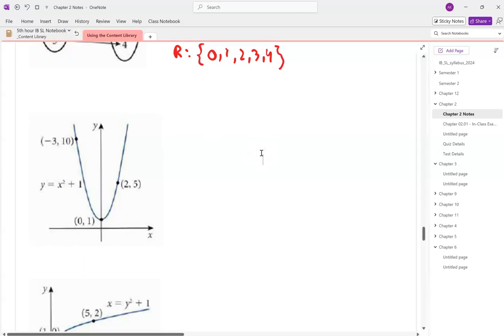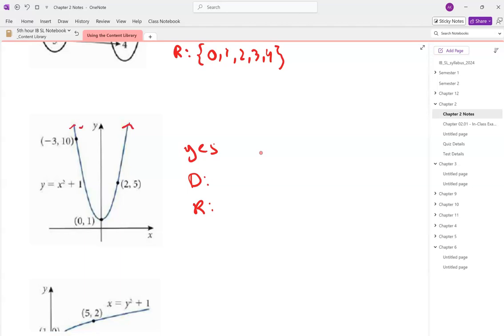How about this guy? Is this a function? Does it fail vertically? No, it passes. But it fails horizontal. Is it a function? Yes. Okay. What's its domain? And what's its range? There you go. The domain is all real numbers. What is the range?